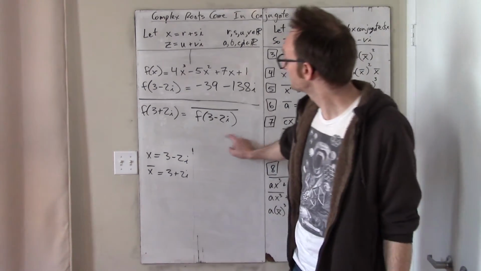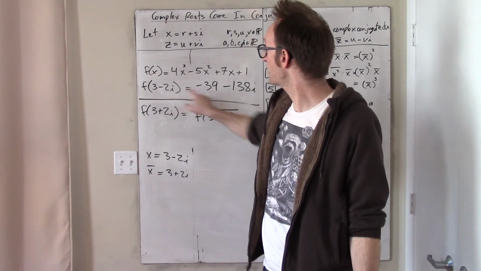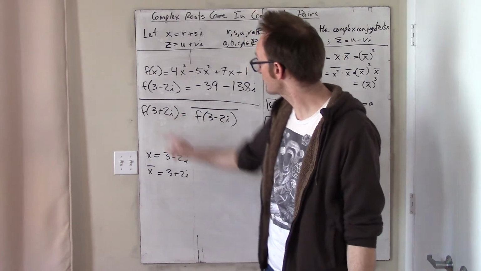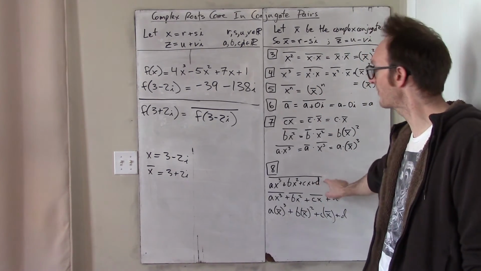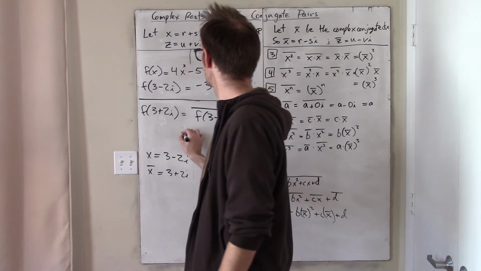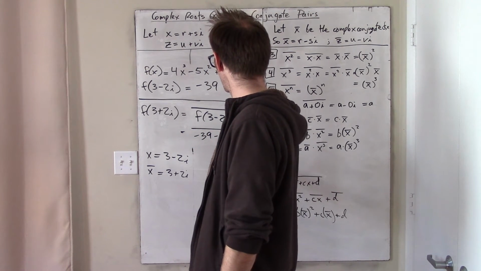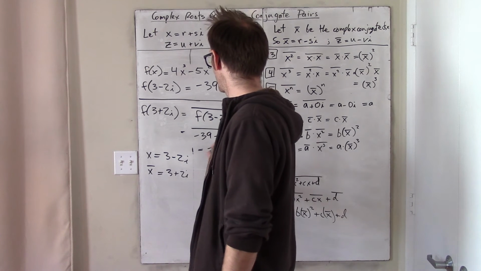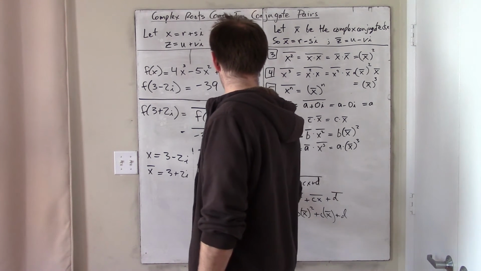And so here, when we plug in 3 minus 2i, we get this. If we plug in the conjugate, what are we going to get? Answer, the conjugate of what we got before. And so in other words, this is going to be the conjugate of negative 39 minus 138i. In other words, what we get is negative 39 plus 138i, and that's exactly what the video showed.